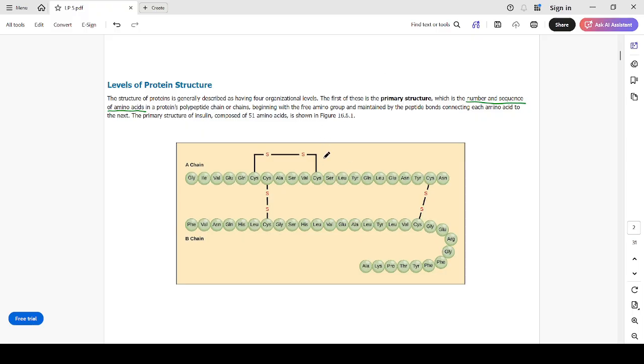So we have different structural patterns given for proteins. The first one is primary structure, which tells you the number and sequence of amino acids, how many amino acids are there in a sequence. The primary structure of insulin contains 51 amino acids. You can see the disulfide bonds between them. The primary structure tells you two things: number and sequence of amino acids.